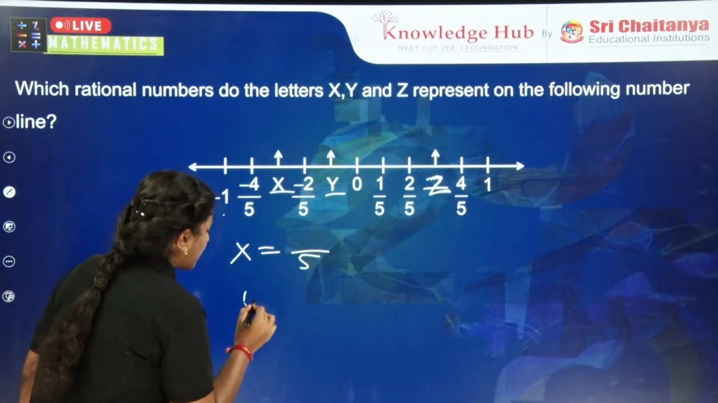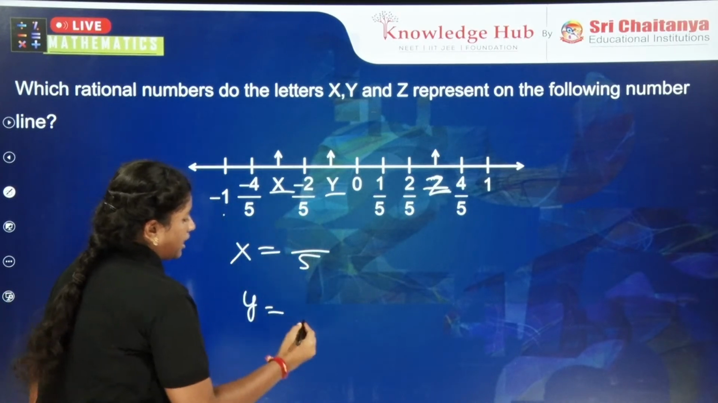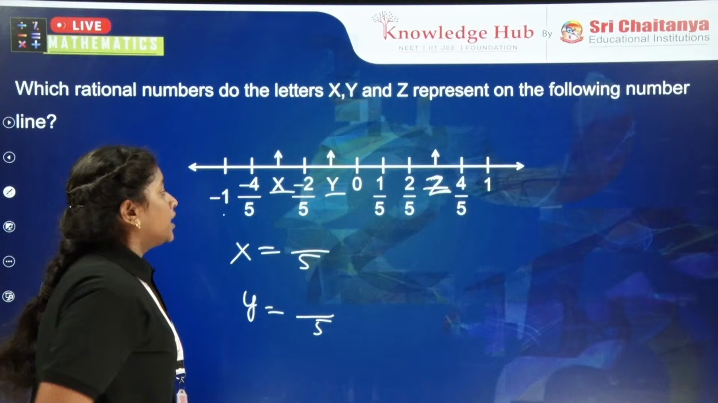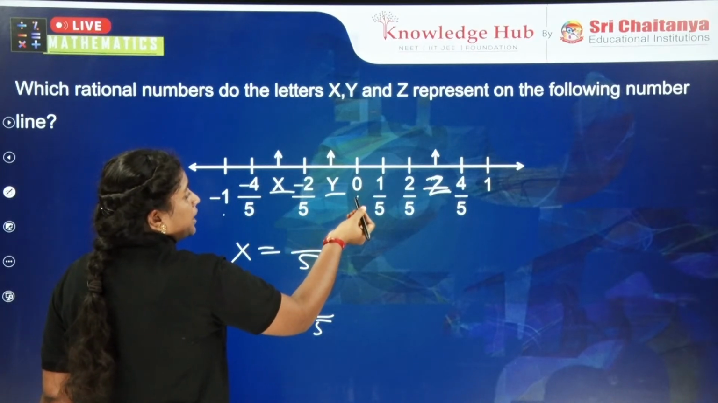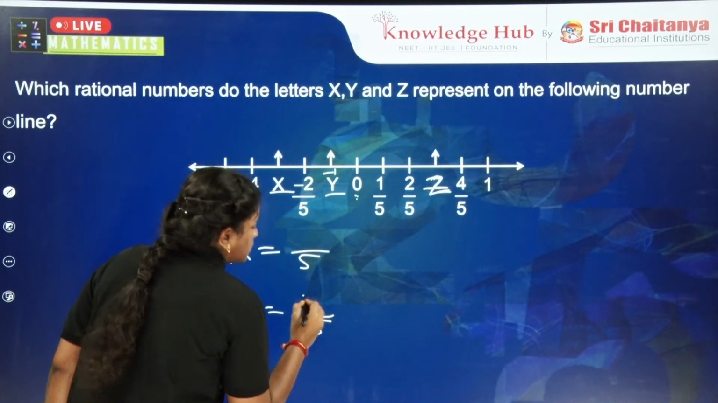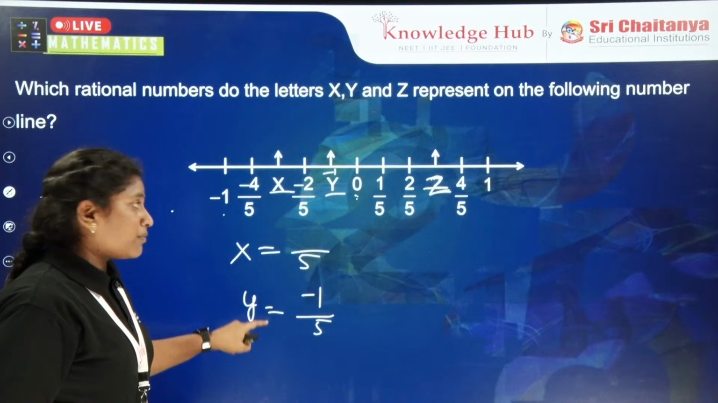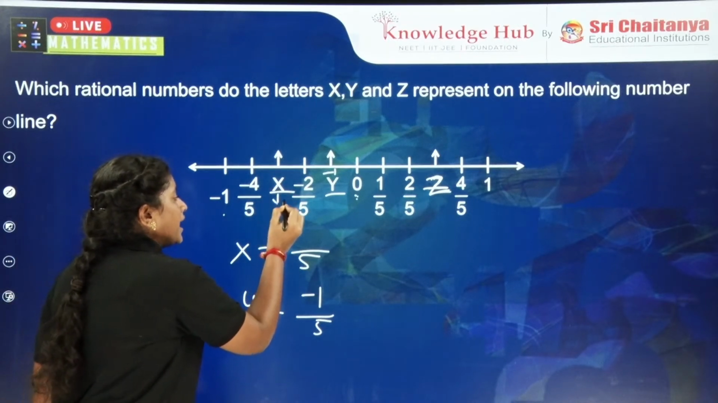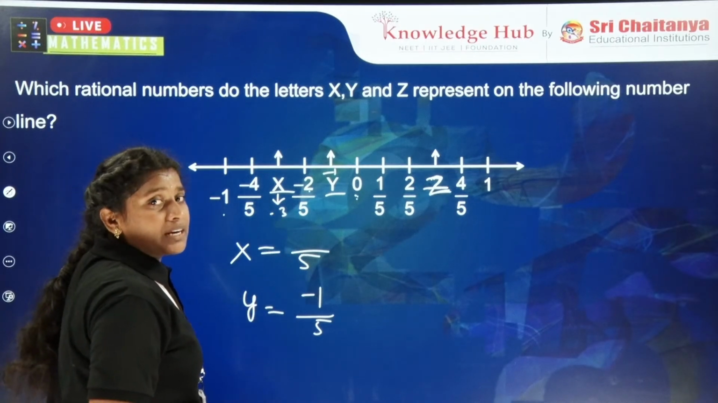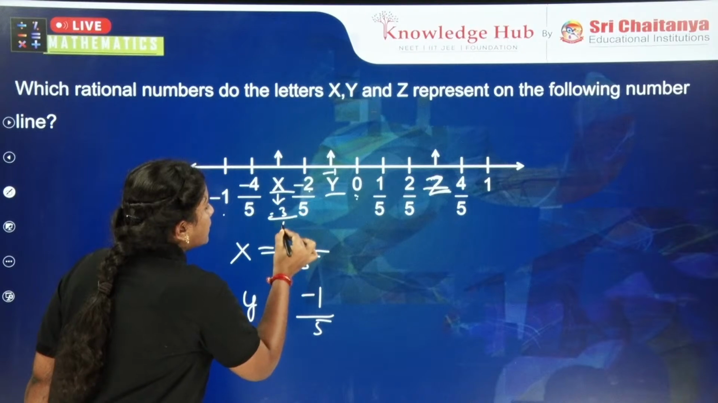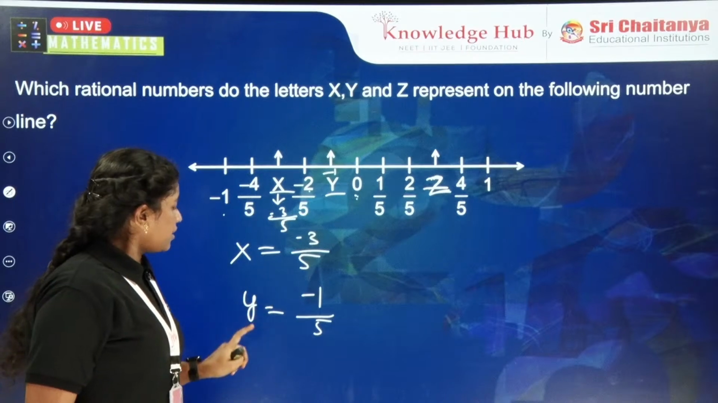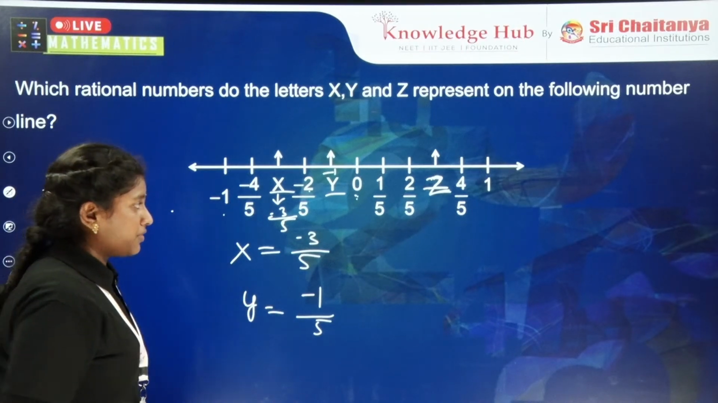Coming to the y also, it is between 0 and -1, and it is divided into 5 equal parts. So therefore the denominators are 5. Now if you start looking from here, it is 0, so now it will become -1, and here the denominator is 5. So y value will become -1 by 5. Moving to the next, x value will become after -2. While moving towards the left, we will get -3, -4 like that. So here it will become -3 by 5. So x rational number is -3 by 5 and y rational number is -1 by 5.